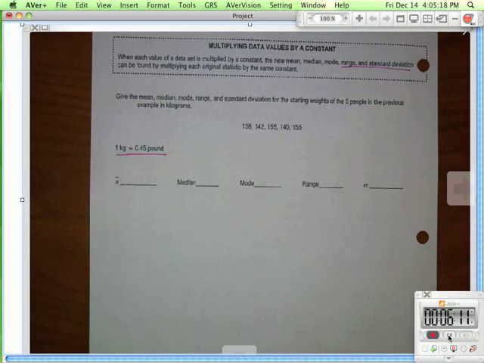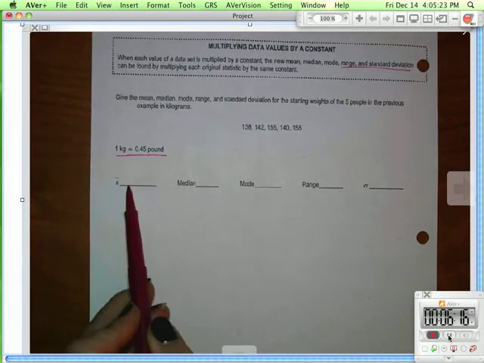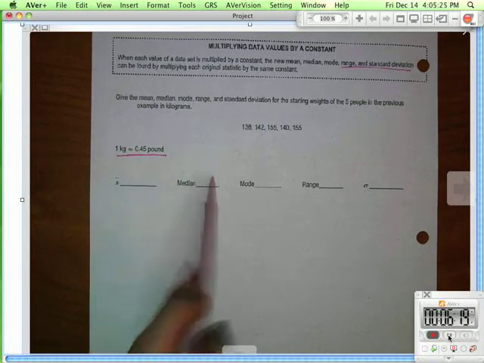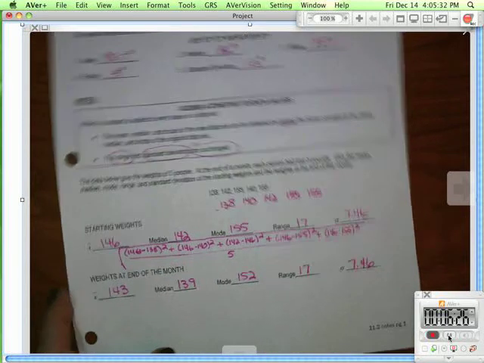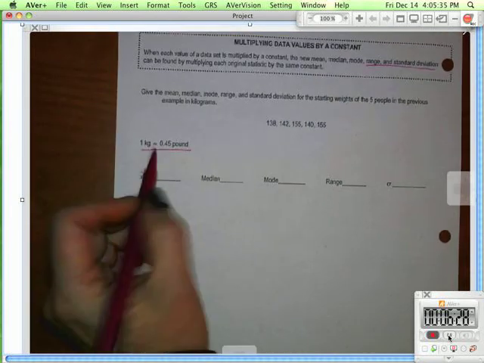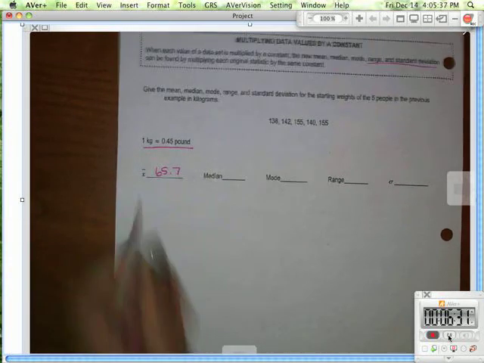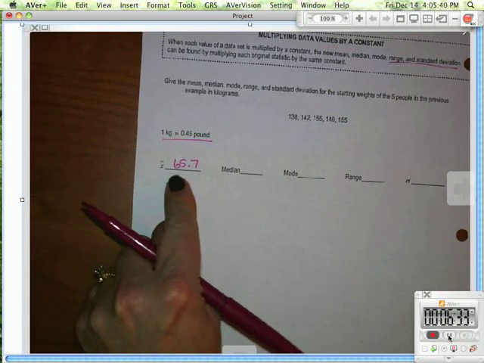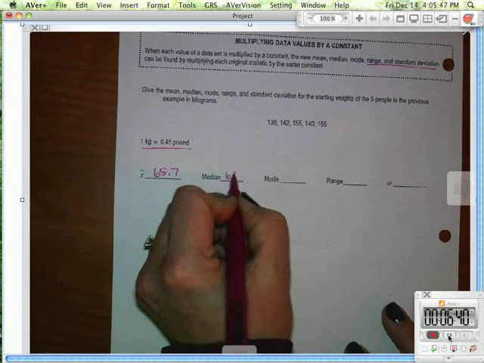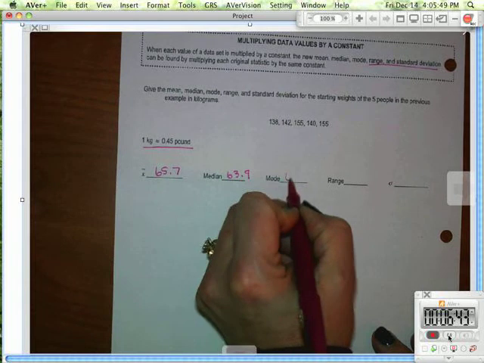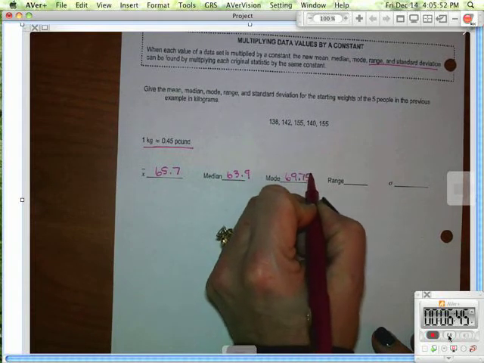Well, this says I really don't need to do it all by hand. All I have to do is multiply the mean by 0.45, the median, the mode, the range, and the standard deviation from these numbers right here. So if I did 146 times 0.45, I would get 65.7, because it's just under half, so that kind of makes sense. And then the median times 0.45 is 63.9, and all the way across, everything times 0.45.